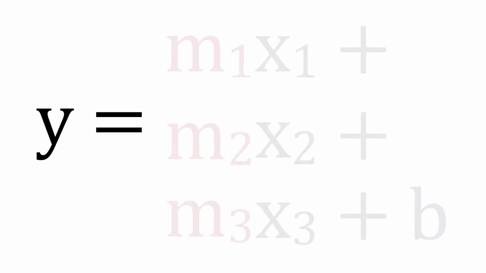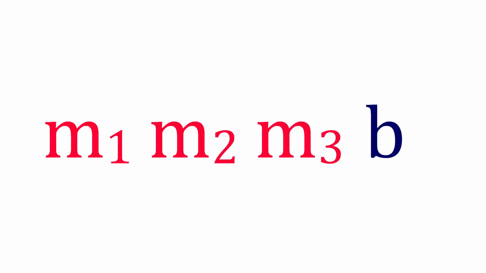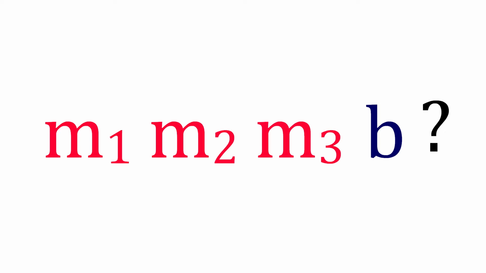So if our goal is to predict some value of y, given some x1, x2, and x3, then all our model must know are some decent values for m1, m2, m3, and the intercept. We estimate these values by training our model on a set of data with real values for the x's and y's. The training process will find the values for m and b that best fit the entire dataset.